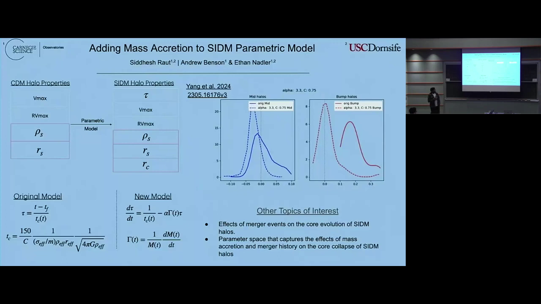Other things I'm interested in are how merger events affect core evolution, and a parameter space that helps us see the effects of mass accretion and merger history on the core collapse process. So, yeah.